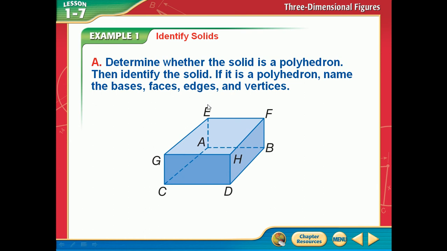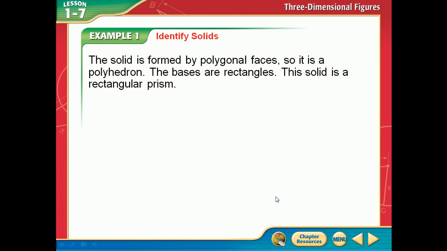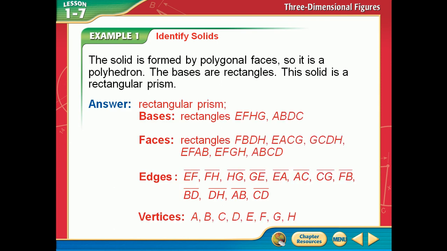What about the edges? The edges are G, E, E, F, F, H, and on and on and on. Okay? What about the vertices? Just all the points, right? E, F, B, H, A, G, C, D. You got it? All right, there they are. Okay, it's all the ones we said.